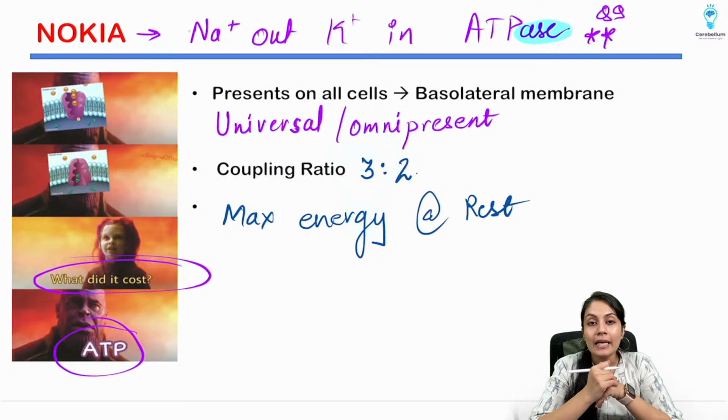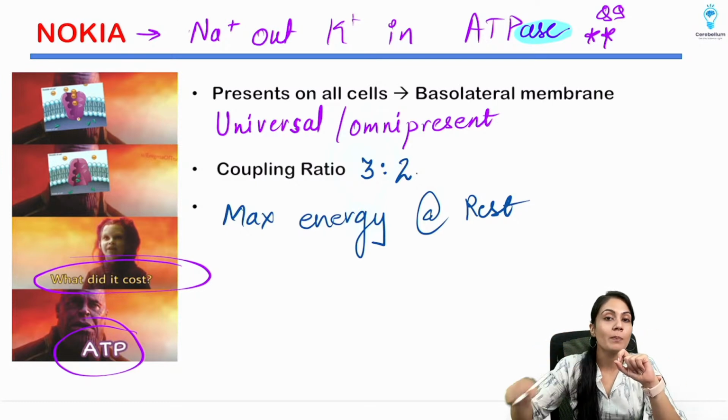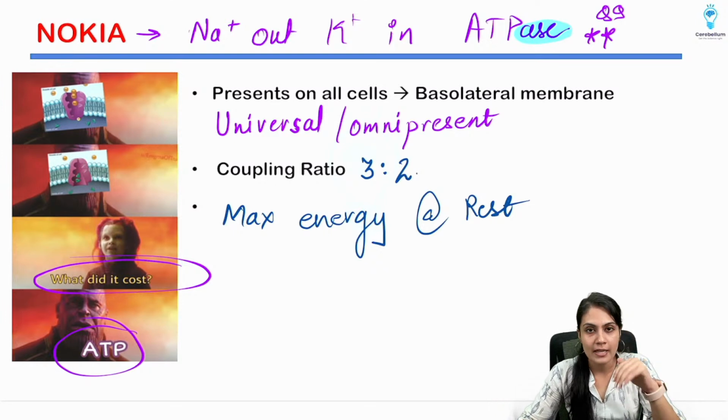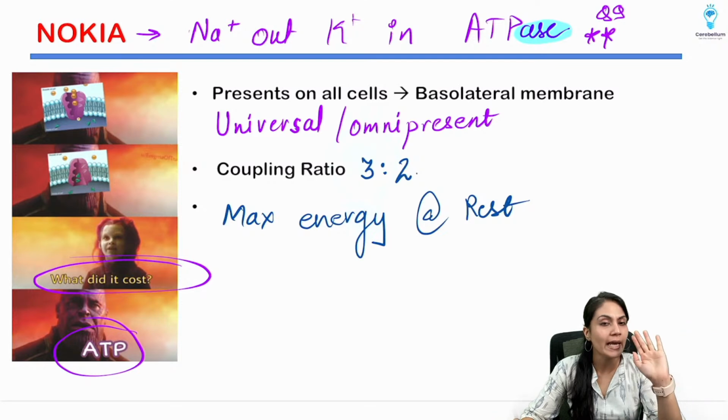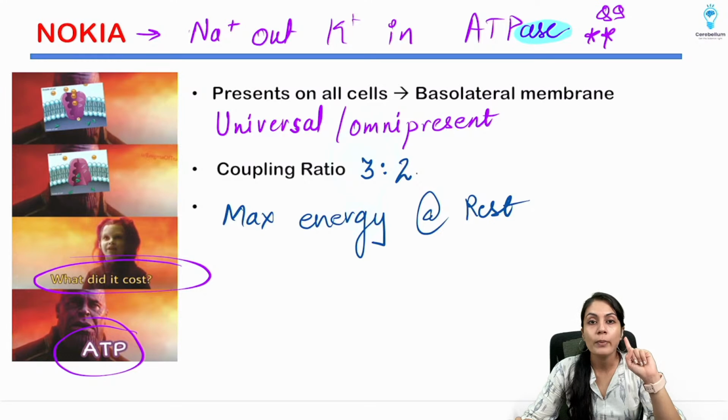But remember, if I remove the gradient, there will be no potential, there will be no RMP, there will be no action potential, nothing will take place, everything will come down to 0. And that's why whatever gradient we have to maintain, it is maintained by this pump, and that's why we are going to use the maximum energy even at rest. That means you're lying down on the bed, you're not doing anything, right? Still your body uses the energy to maintain the gradient of sodium and potassium.